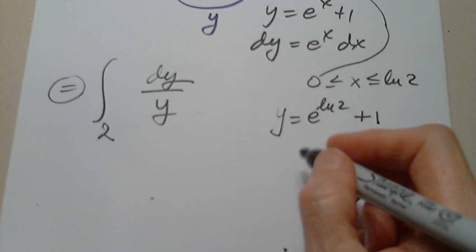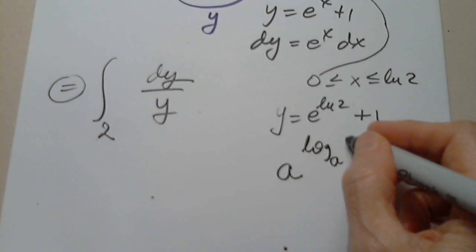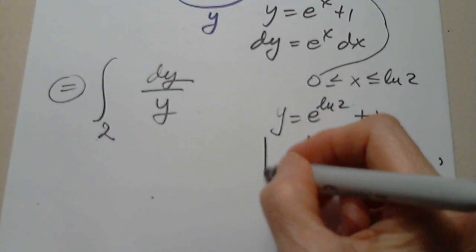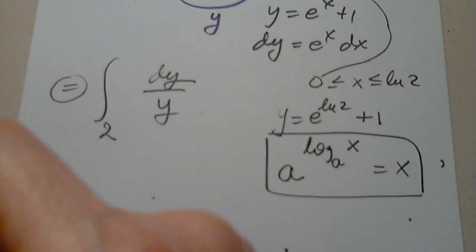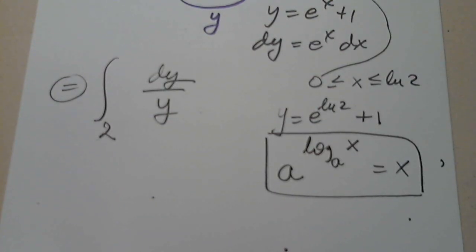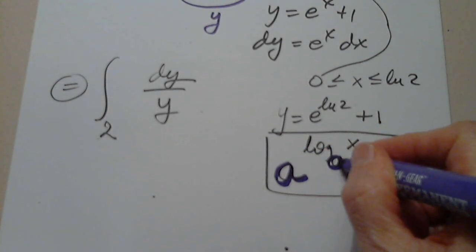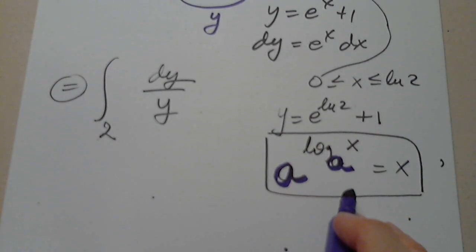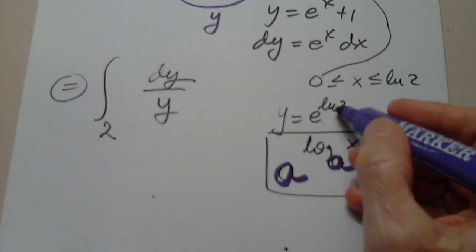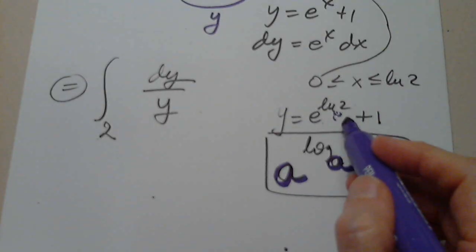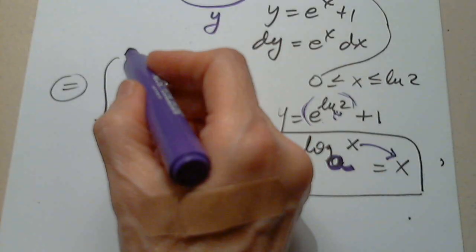Here's the property. A raised to log base a of x is x. Yes, I can show you with a calculator, but this is an important property, easy to remember. So as long as this and this are the same base, the answer is this number. And they are the same base because natural log has base e. So this number is 2. So 2 plus 1 is 3.